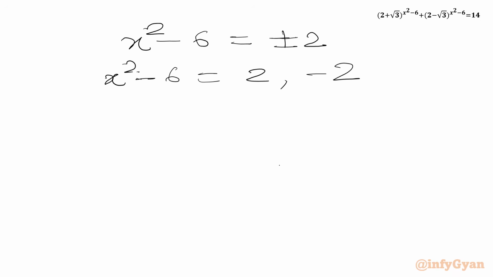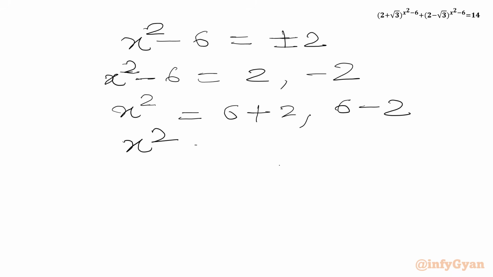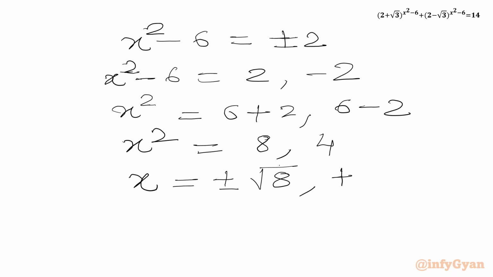Now we have to add 6 to both sides. So we will get x square equal to 6 plus 2 and 6 minus 2, so x square equal to 8, comma, 6 minus 2 is 4. Now we have to take the square root on both sides. So x will be equal to plus minus square root 8, plus minus square root 4.